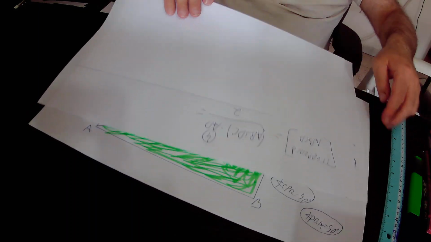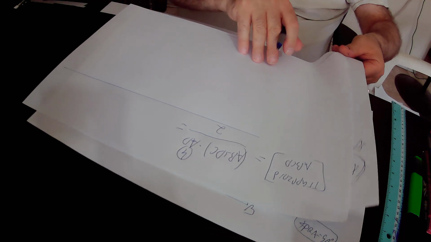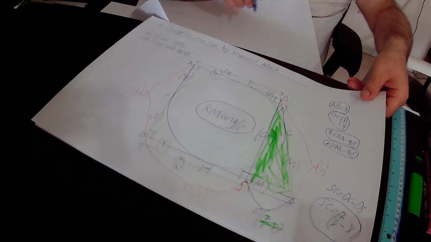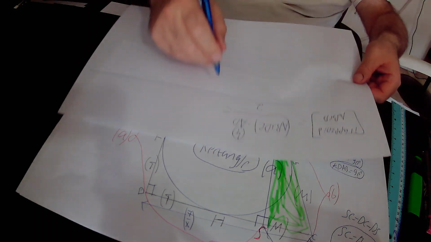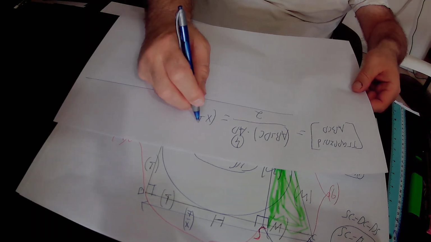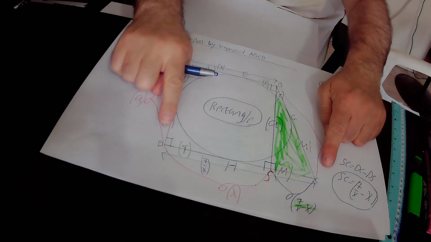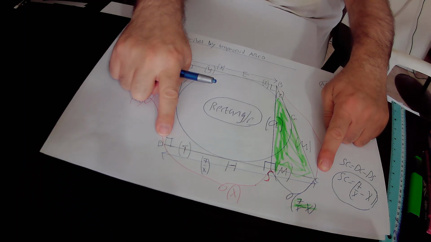According to what is given in the question, side AB equals x. Likewise, side DC equals 7 over x.